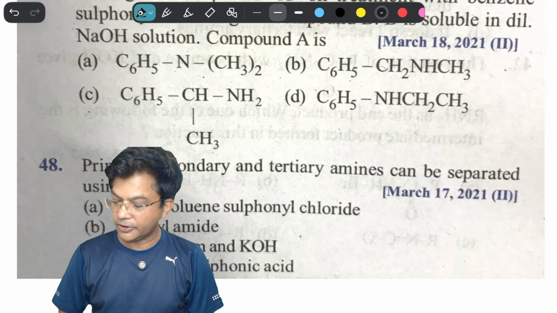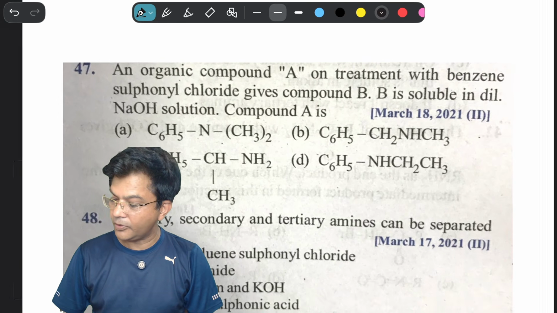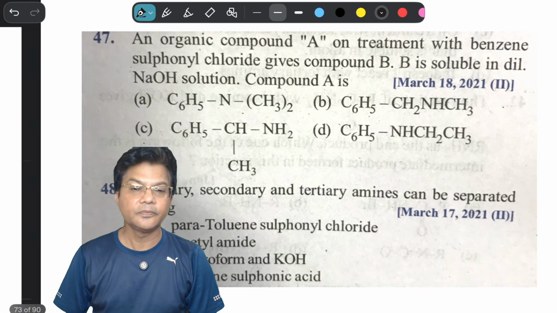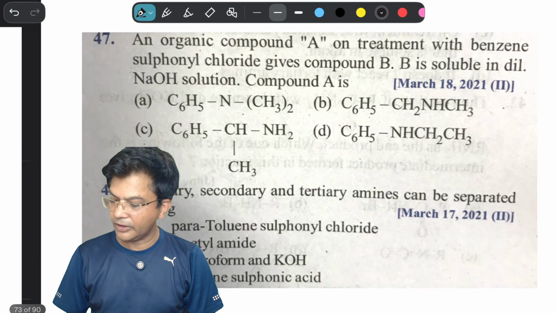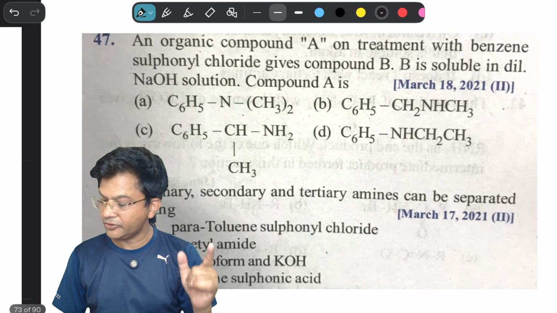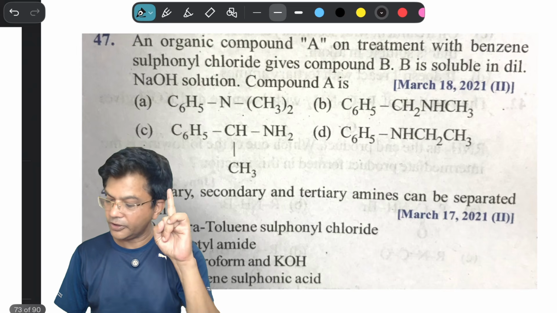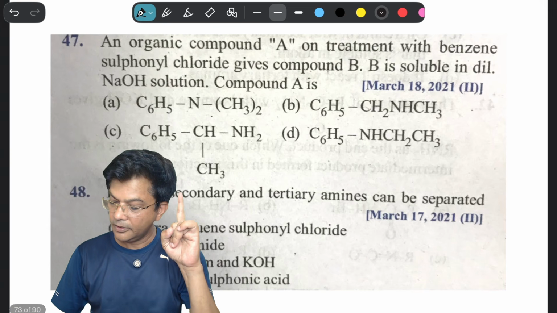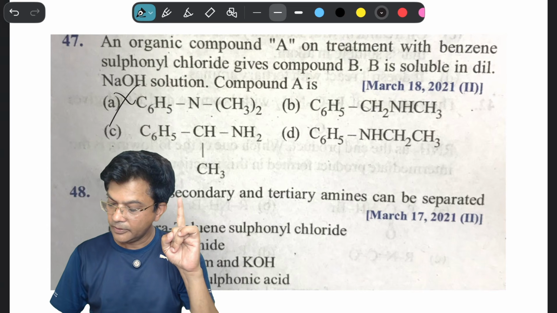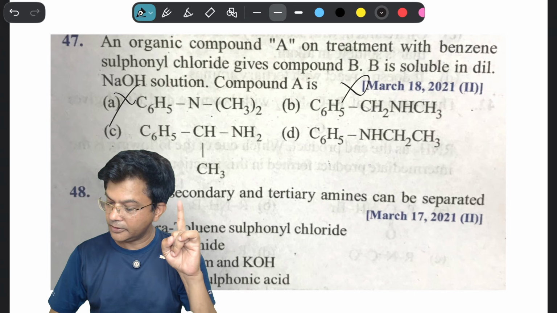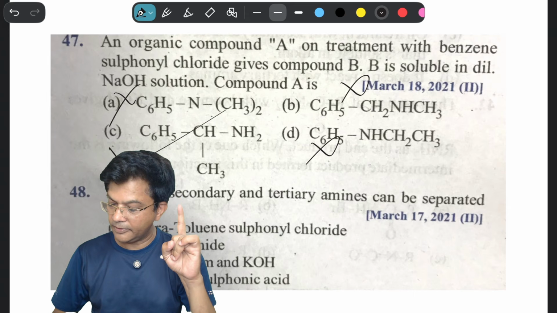Next question, question number 47. An ionic compound A on treatment with benzene sulfonyl chloride gives B. B is soluble in dilute acid, so it is a 1 degree amine. This can't be the answer. This can't be the answer. This can't be the answer. Only C will be the answer.